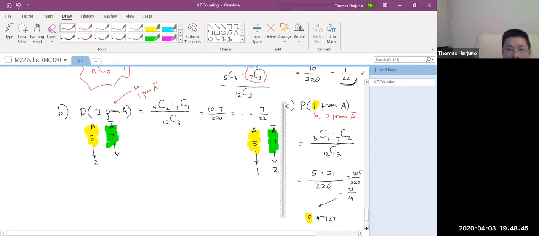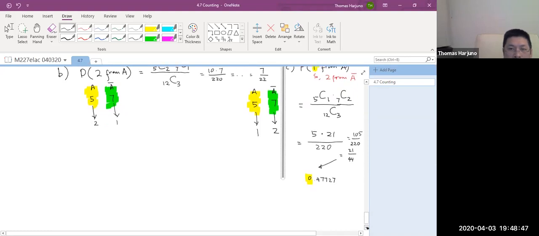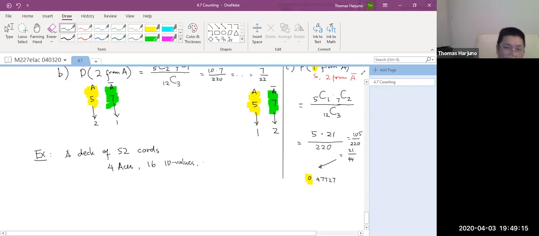Let's get to the further application, counting cards. For example, a deck of 52 cards. We have 4 aces. We have 16 10-value cards. And the rest are not aces and not 10-value.